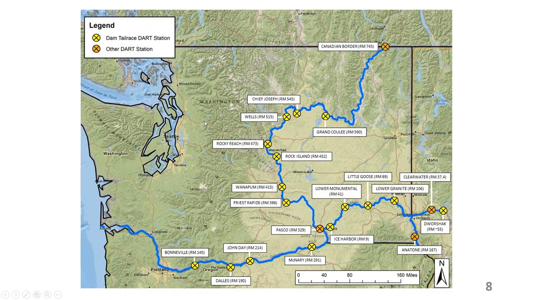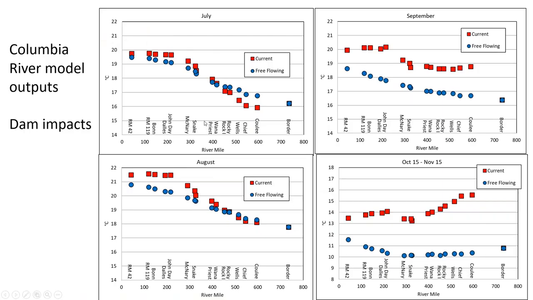And when we run the model, we get output like this. This is going to be the only data plot that'll be shown here, just because I want you to see it. Hopefully it's interesting to you. These are monthly average temperatures of the Columbia River, flowing from right to left in each plot. So you have the Canadian border on the right, and the river's flowing down to the ocean at the left side, from mile zero.